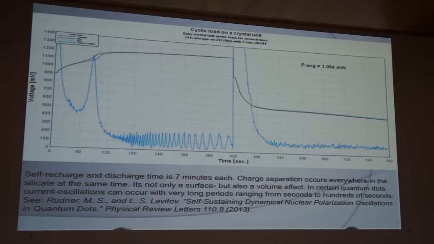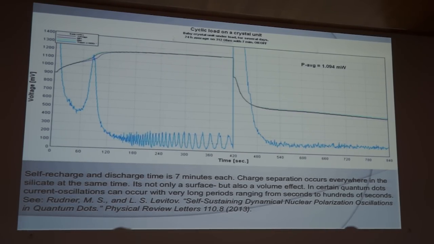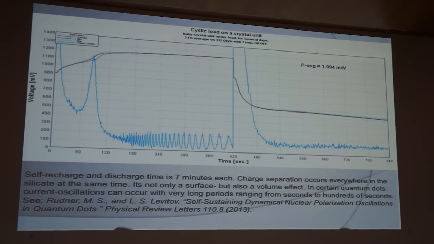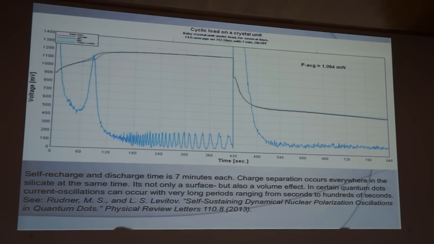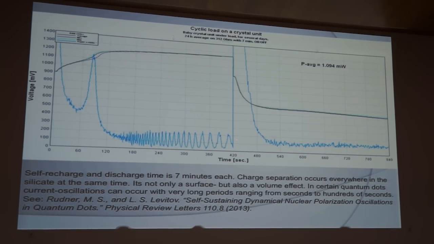And that is explained in such a way that the dipoles, after you have discharged the cell, the charge separation occurs everywhere in the silicate at the same time. And at that stage, the charges touch each other, and then it comes to a faster recharging phase. And then, the higher the source drain bias gets, the higher the ambient voltage gets, the lower the frequency of this voltage oscillation becomes. And this is a feature that is known from quantum dots, that at a changing source drain bias, you have a changing frequency.